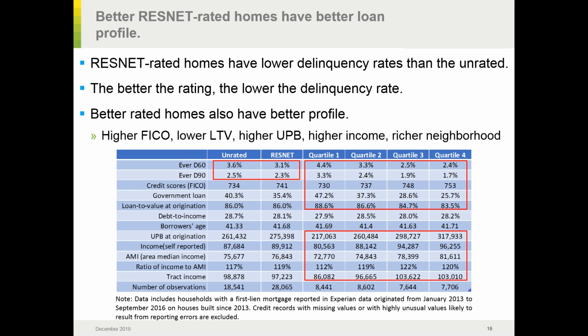So of course, we need to make sure that if we observe the lower delinquency rate, that lower delinquency rate is not just a function of those characteristics that we have highlighted there, but it is actually associated with the rating values or something about the ratings themselves.